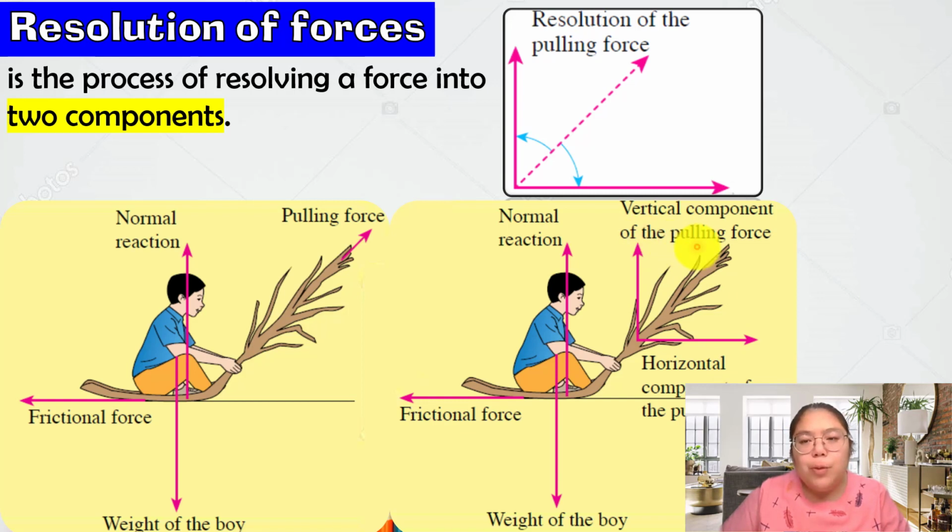The vertical component, Fy, acts upwards. That one just wants to balance the weight. So these are the two components from the resolution. Now we need to solve the problem.